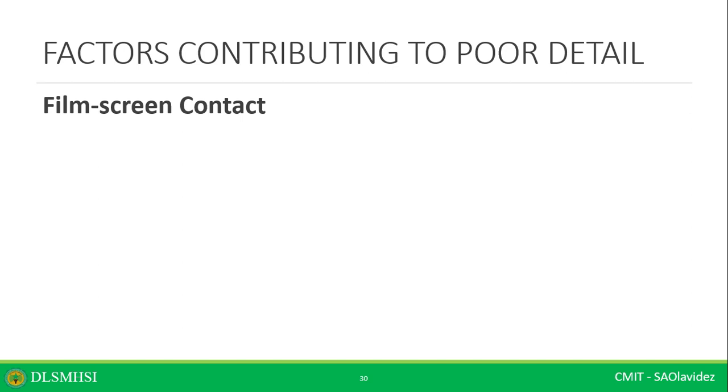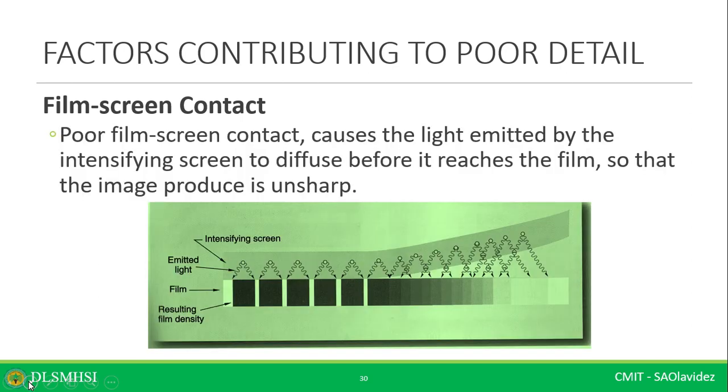Finally, there is the film screen contact. Intensifying screen is designed to be directly in contact with the X-ray film. Poor film screen contact causes the light emitted by the intensifying screen to diffuse before it reaches the film, so that the image produced is unsharp.